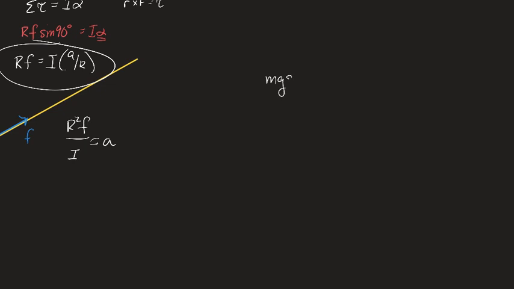mg sine theta minus friction equals m r squared F over I for alpha. I'm sorry, for A. All right, I need to solve this for f. So I don't know how you want to do that. I know how I'm going to do it.